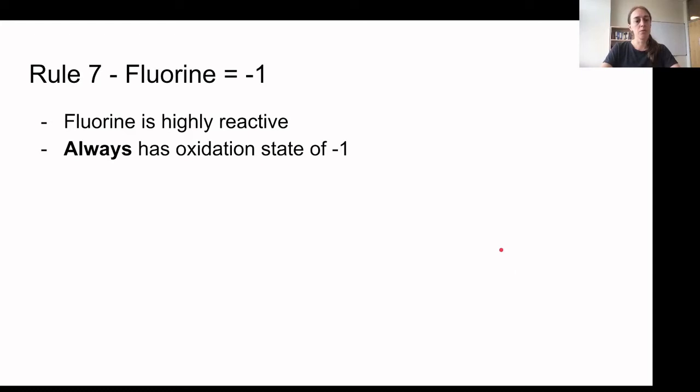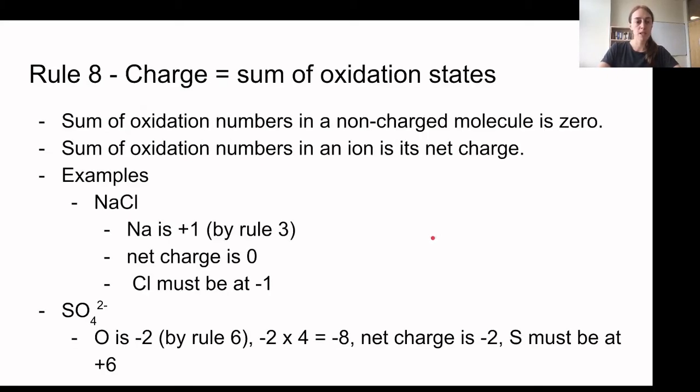Finally, rule number 7, fluorine is quite scary. It has an oxidation state of -1 all of the time, and it is very highly reactive. Think about HF. We've talked about this before, how HF can be a very scary acid to work with and will eat into your body and burn your bones. So it's a very strong oxidizer and always -1.